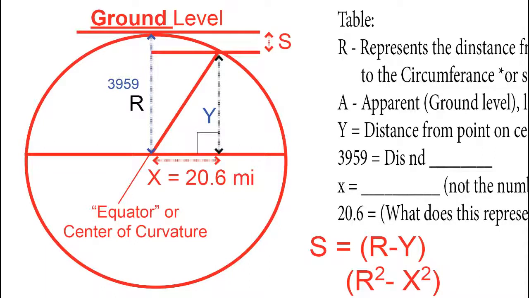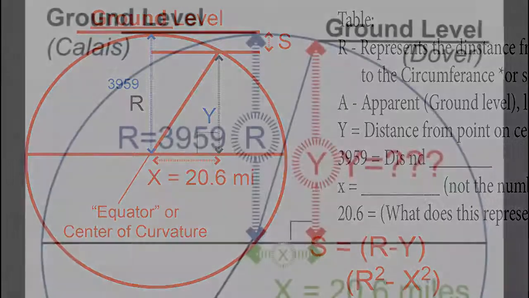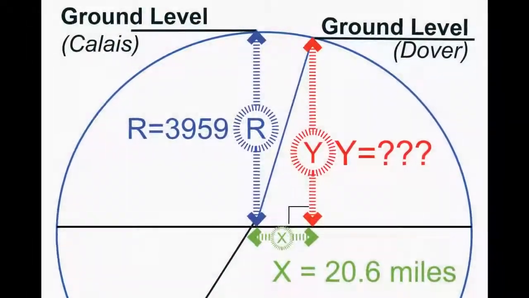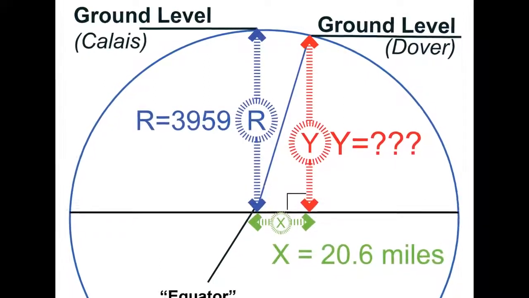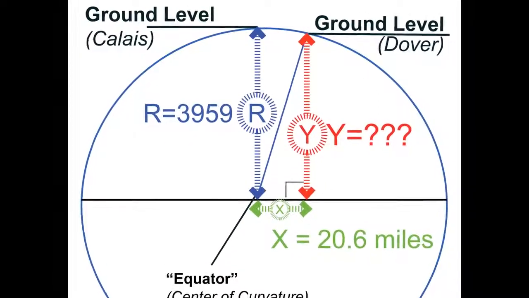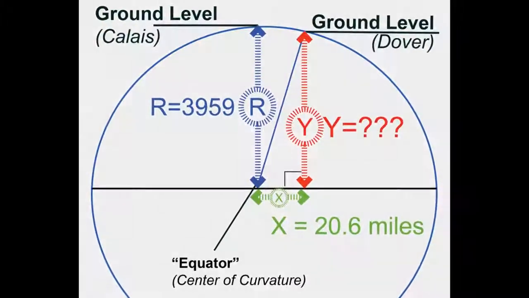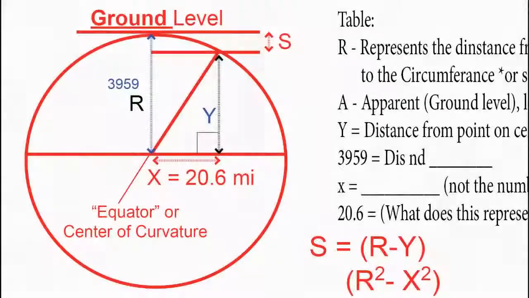However, it is intended to simply represent the distances in a scaled down version, which is intended to describe the mathematics but is not to scale. Okay, so at any rate, here's the equation. S is going to be the disparity or difference between lines Y and lines R. Now the line R is a known distance. It's the, quote, radius of the spherical Earth, which is 3,959 miles. We know the distance of X is going to be 20.6 miles. That's the distance between Dover and Calais.